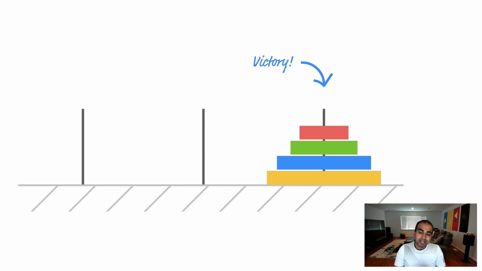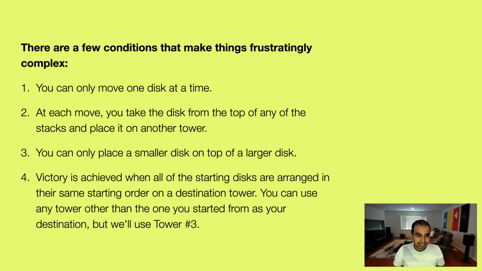So you start with all the disks at the beginning starting position, and then have them move to the very end. Now, what makes this a little bit more complicated is that there are certain things that we need to follow, certain rules of the game, if you will. The first one is you can only move one disk at a time. So you can't just grab 3 or 4 disks and have them plopped to a location. At each move, you take a disk from the top of any of the stacks and place it on another tower. And that's something that we'll see as part of the examples when we're walking through.